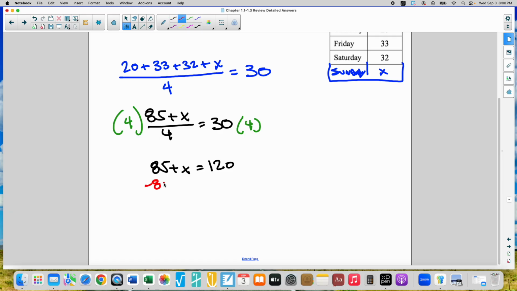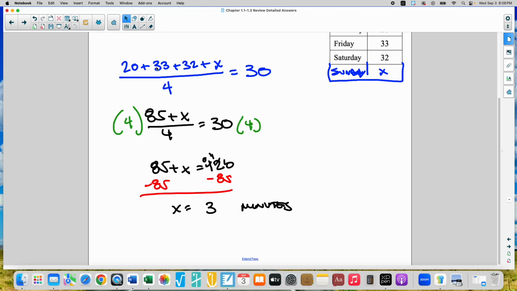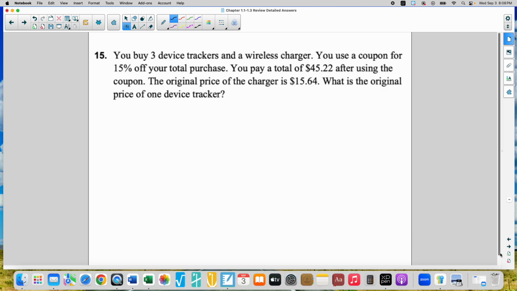Let's subtract 85. Subtract 85. X equals, well, we got to borrow. That's 35. So you have to practice 35 minutes in order for the average of the 4 days to be 30 minutes. Good? I like that. I know. I always say, you always say you like all of them. Oh, I do. I like them all.